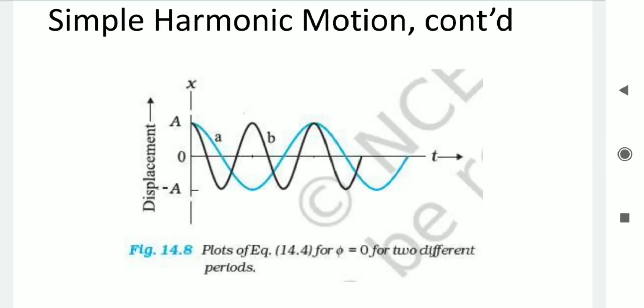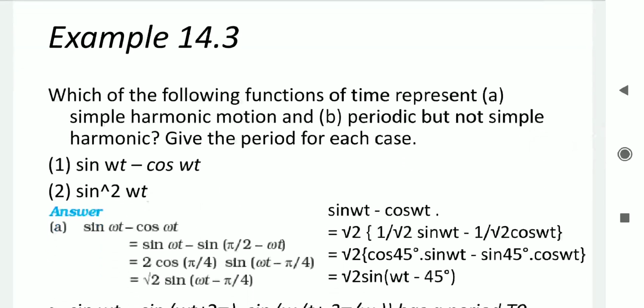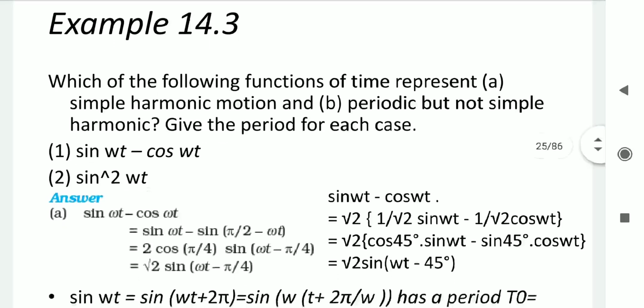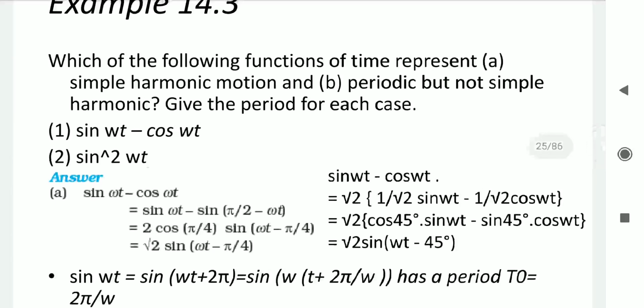Now let us understand an example regarding the same. Which of the following functions of time represent simple harmonic motion, and which are periodic but not simple harmonic? Give the period for each case. The first function given is sin omega t minus cos omega t. This can be rewritten in the form of root 2 sin (omega t minus 45). So here the phase difference is available, that is 45 degrees.